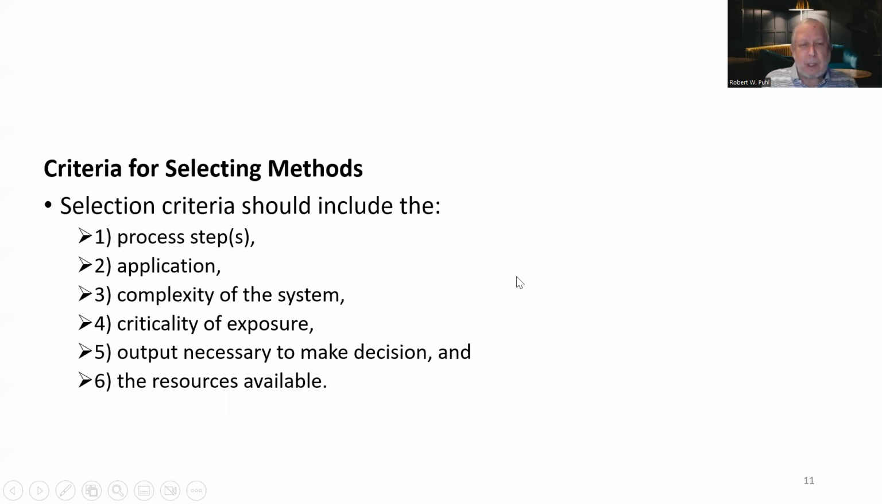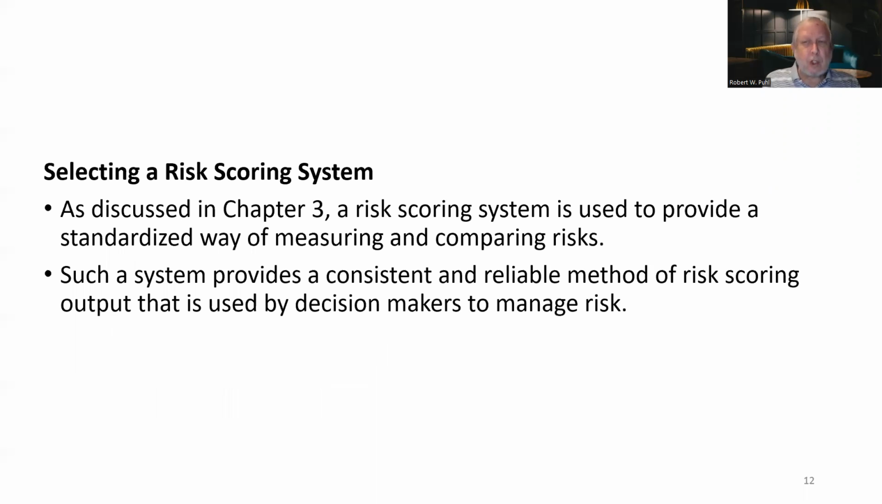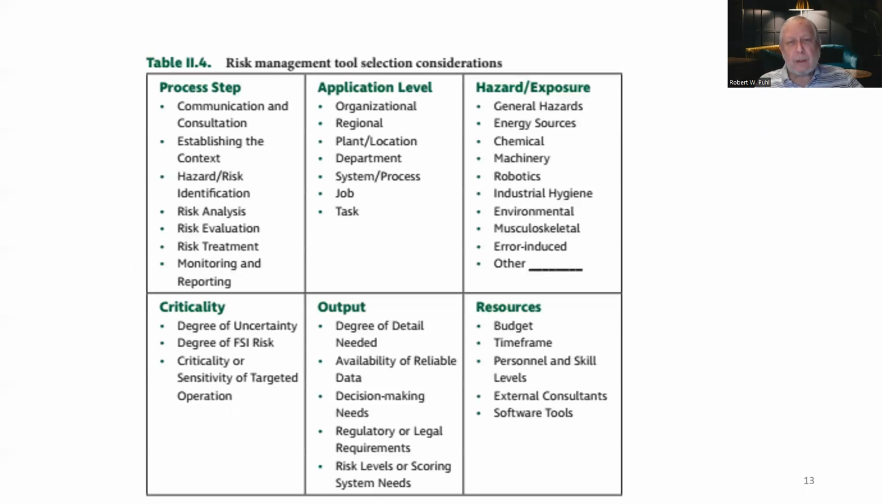Criteria for selecting methods should include the process steps, the application, the complexity of the system, criticality of the exposure, output necessary to make decisions, and the resources available. Selecting a risk scoring system. As discussed in Chapter 3, a risk scoring system is used to provide a standardized way of measuring and comparing risks. Such a system provides a consistent and reliable method of risk scoring output that is used by decision makers to manage risk. Now, these are risk management tool selection considerations on these different steps. Process step, application step, hazard exposure, criticality, output, resources.